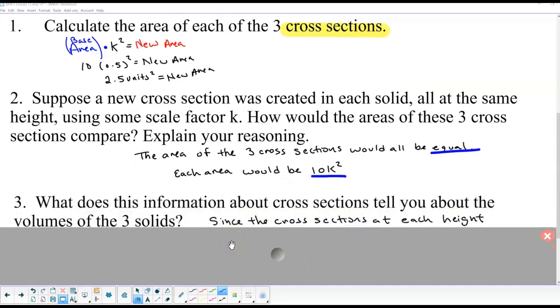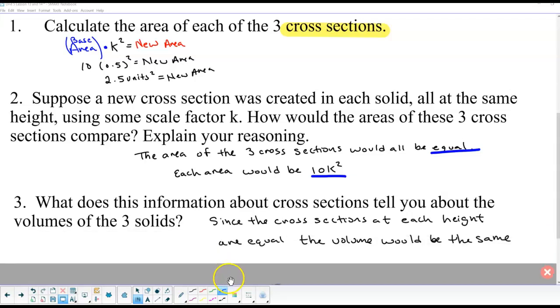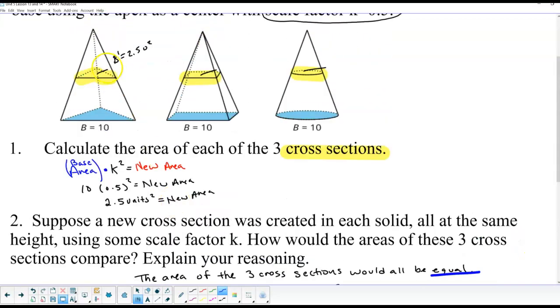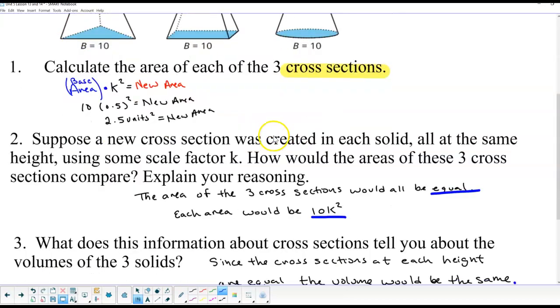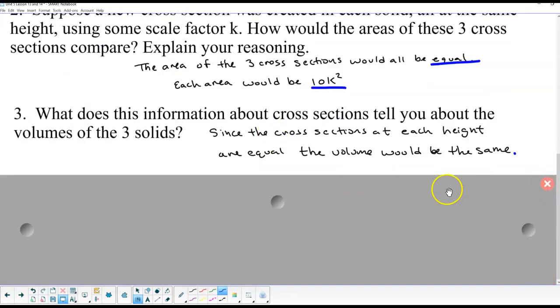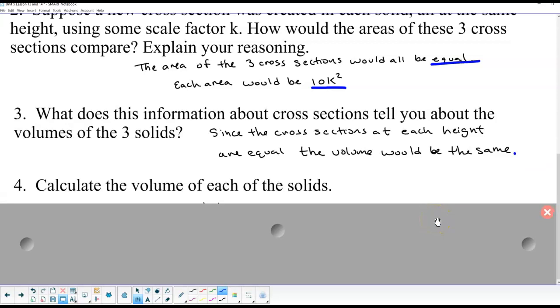All right, number 3. What does this information about cross sections tell you about the volume of the three solids? Well, this is hinting at Cavalieri's principle that we learned the other day. Since the cross sections at each height have the same area, the volume would be the same as well. So we know that all three of these shapes will have the same volume, because they have the same base area, the same height, and their cross-sectional areas are the same at every level. So knowing that, can we calculate the volume of each solid?